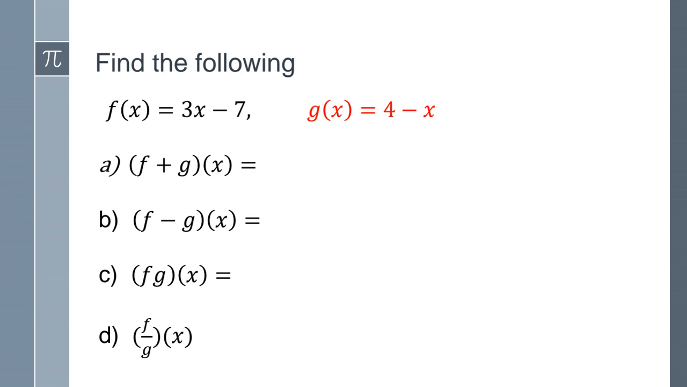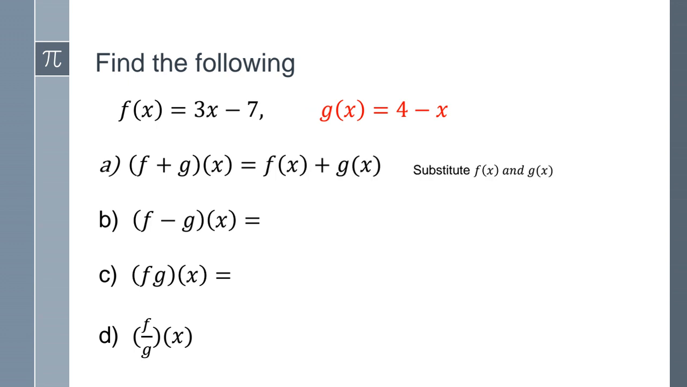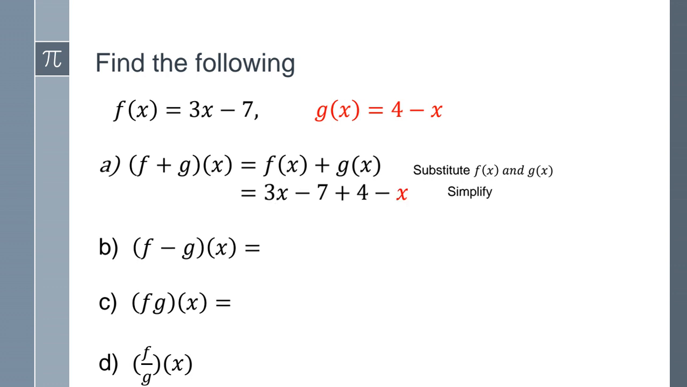If I write down what they're asking me to do, it allows me to just substitute and make the math really easy for me. So this is the syntax that you'll see in your homework, but this is what you're really going to be doing. You're going to be adding f of x plus g of x. So if I substitute what f of x and g of x are, I can go ahead and simplify and solve what they're asking me to do. So here, f of x is 3x minus 7 plus g of x is 4 minus x.